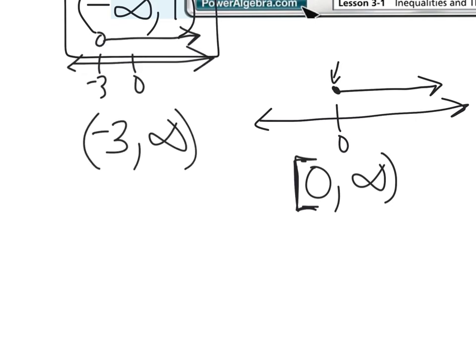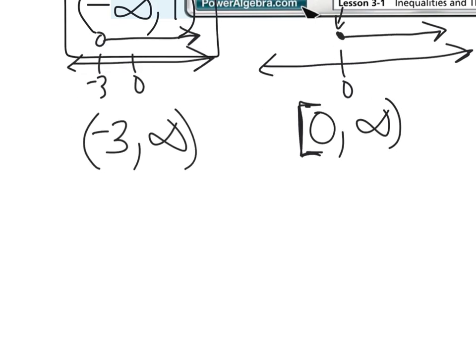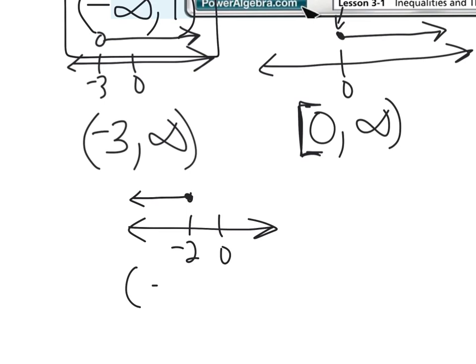And then one more of those, the last one we did after we switched around and graphed that, we were at -2, closed circle going to the left. So furthest to the left here, we're going towards negative infinity, so we'll put parentheses and negative infinity. And then furthest to the right is -2. It includes -2, so we'll put a bracket next to that.